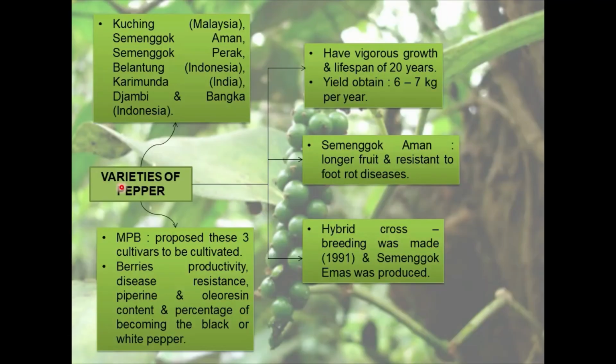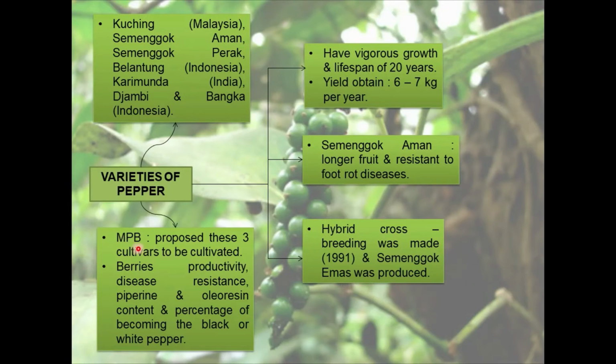Varieties of pepper. The popular varieties are Kuching, Semenggok Aman, Semenggok Perak, Belantung, Karimunda, Jambi, and Bangka. It has vigorous growth and a lifespan of 20 years. The yield obtained from these varieties is 6 to 7 kg per year. Semenggok Aman has a longer fruit and is resistant to foot rot disease. Hybrid crossbreeding was made between Uthirankota and Kuching in 1991 and Semenggok Emas was produced.